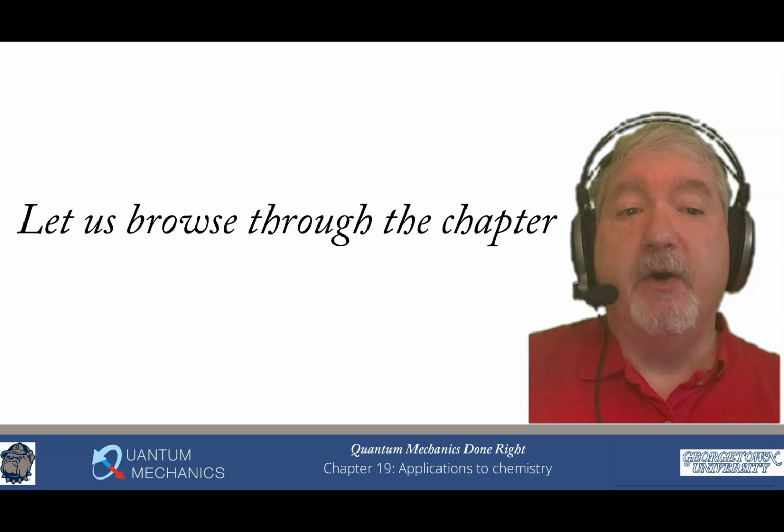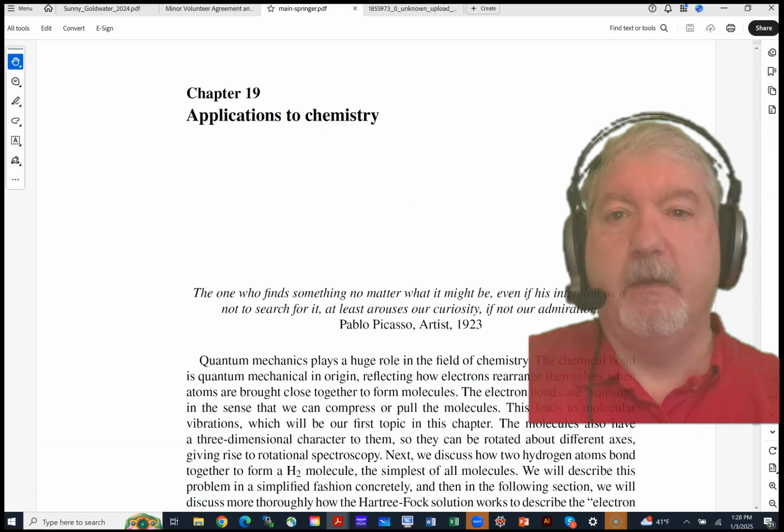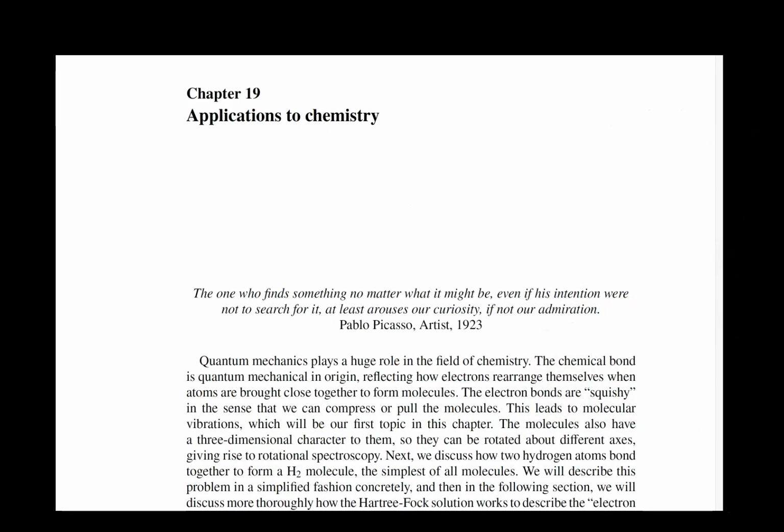All right, guys, let's go browse through the chapter. So we have chapter 19, Applications to Chemistry. Here our quote is from Pablo Picasso. The one who finds something, no matter what it might be, even if his intention were not to search for it, at least arouses our curiosity, if not our admiration.